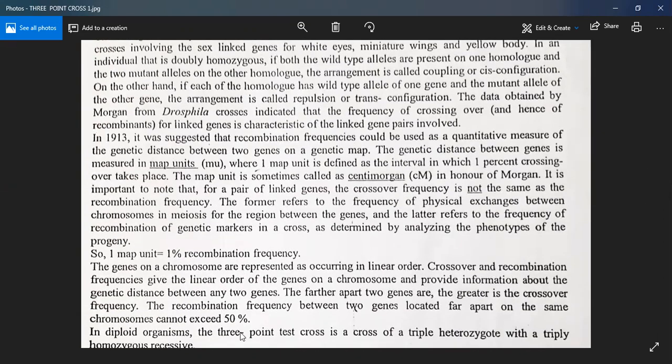As I told you, in diploid organisms, the 3-point cross will involve 3 genes. If the problem is given on 3-point cross, you'll be asked 2 things. One, to find out the percentage of crossing over, which is the percentage of single crossover plus double crossover upon total into 100. Second thing, you have to find out the location of the genes. So with this short introduction, now I will be dealing with a 3-point cross problem.